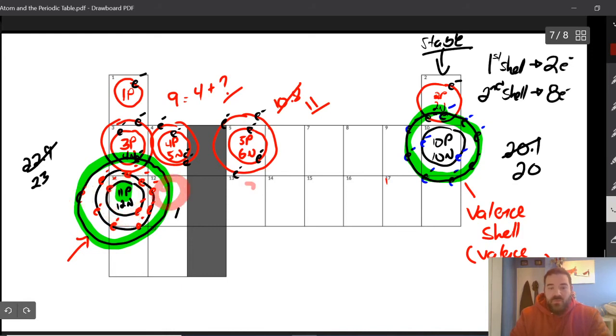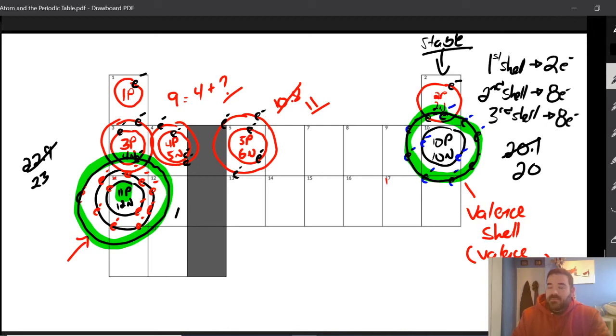This atom will have 2. This atom will have 3 electrons on its valence shell. This atom will have 4. This will have 5. This will have 6. This will have 7. And this will have 8. And then we're done. So the third orbit, or the third shell, can also fit 8 electrons total, because there's 8 atoms within this period.